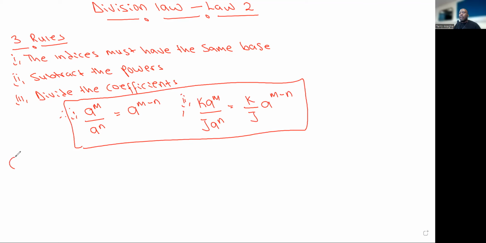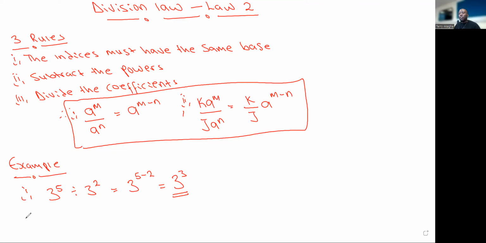So let's pick an example now. Similar to what we solved last time, if we have 3 raised to power 5 divided by 3 raised to power 2, they have the same base, so it's going to be 3 raised to power 5 minus 2, and that will give us 3 raised to power 3. So you can see, if they have the same base, you subtract.